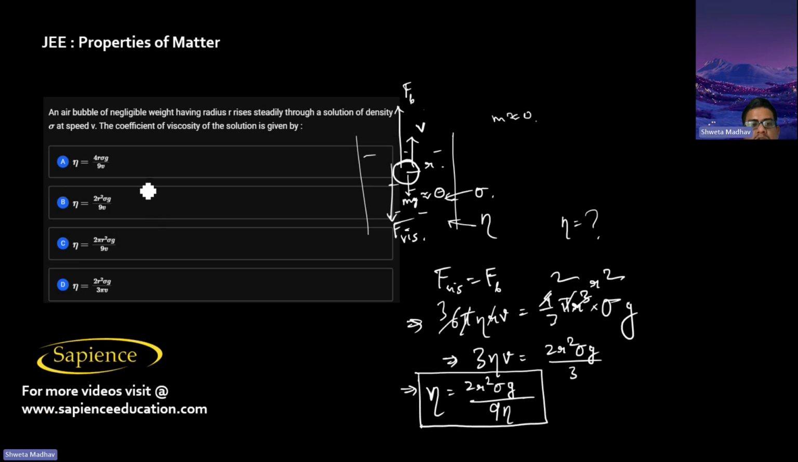2r²σg by, sorry, 9v. Theta is here, so 9v. 2r²σg by 9v. So option B is the correct answer.